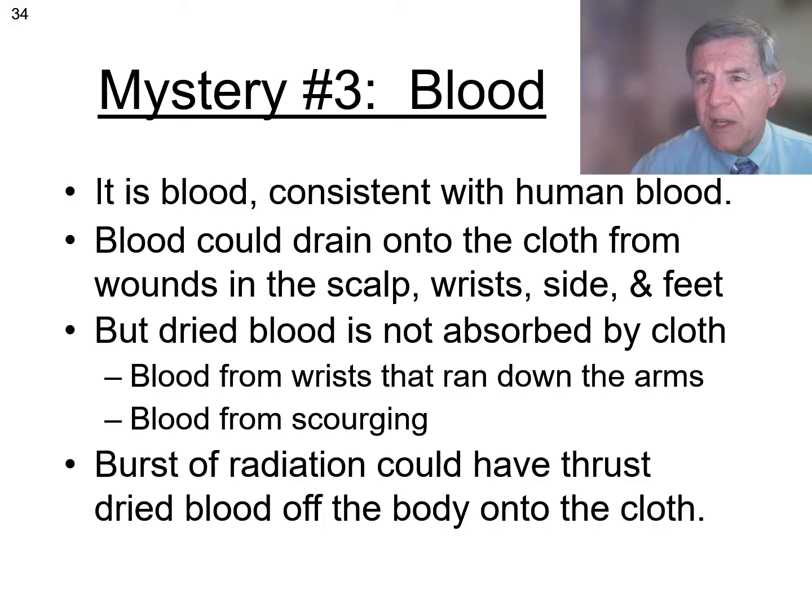Mystery number 3 is the blood. Experiments have determined that what looks like blood on the shroud is blood. This blood has also been shown to be consistent with human blood, though further experimentation is needed to exclude some other possibilities. There may have been some open wounds in the body that would have allowed blood to drain directly from the body onto the cloth.